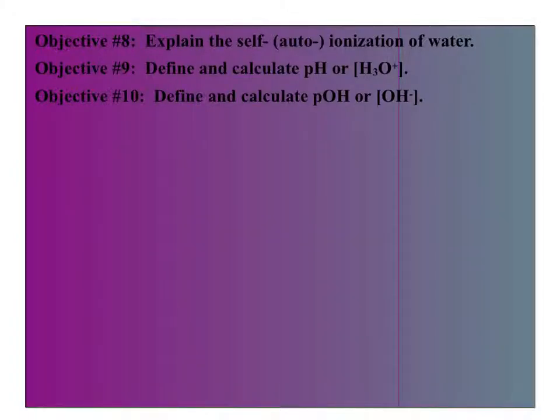So hopefully now you know how to calculate pH and pOH based on the hydronium and hydroxide ion concentrations and how that relates to the auto-ionization of water.